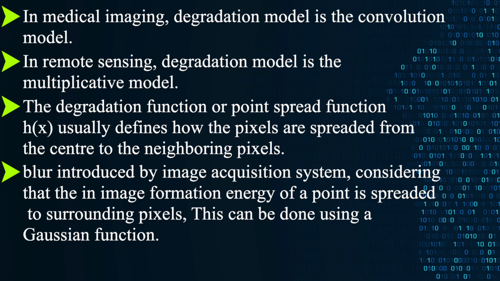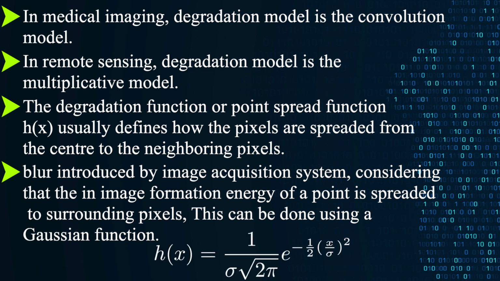This can be done using a Gaussian function. Gaussian function you already know, that is an exponential function. So, h(x) is equal to 1 upon sigma root 2 pi e to the power minus 1 by 2 (x upon sigma) square.